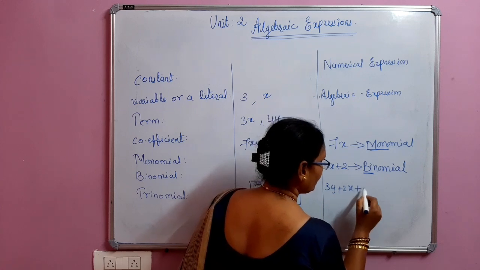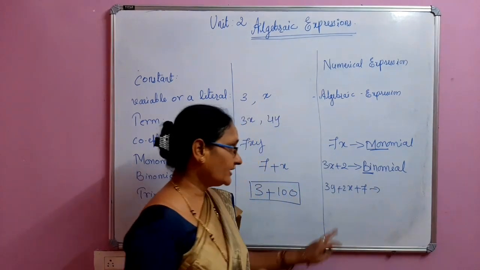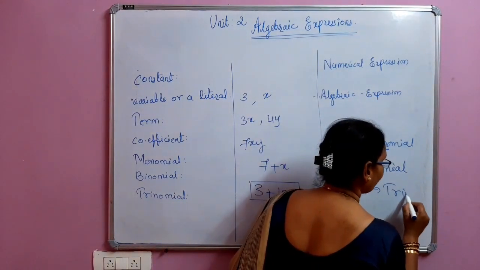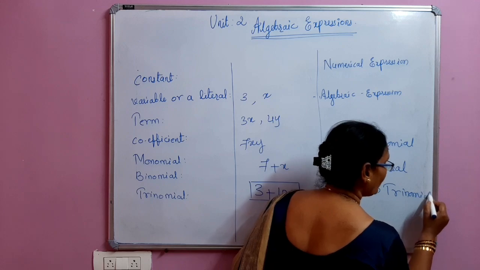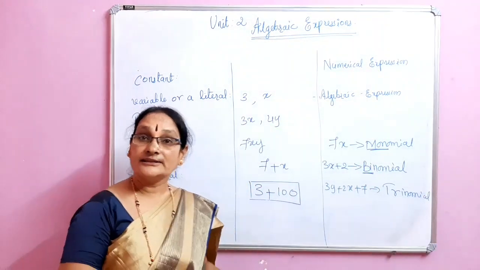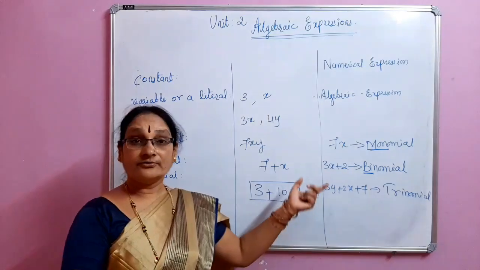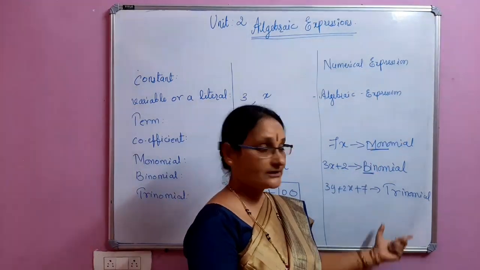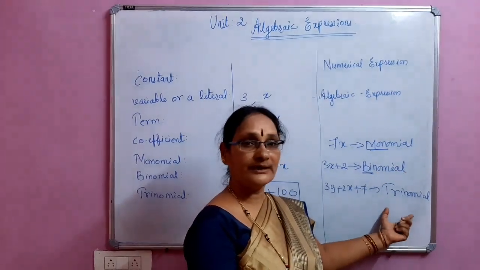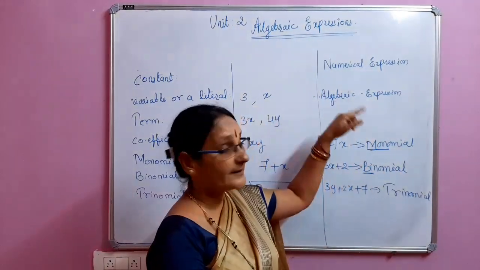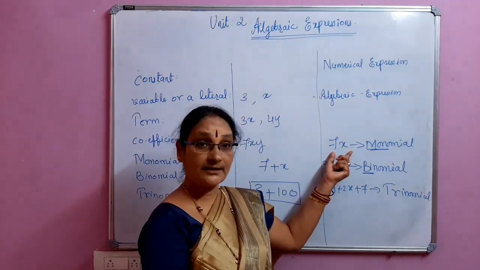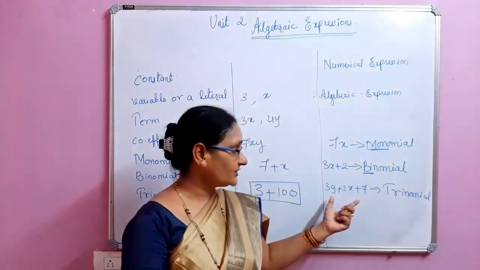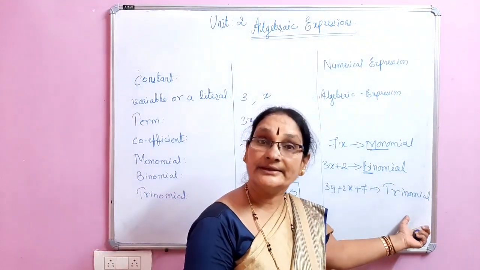In the same way, 3y plus 2x plus 7 has 3 terms: 1, 2, 3. This is called a trinomial. On the basis of the number of terms, the algebraic expression is classified like this: monomial, binomial, trinomial. In an algebraic expression, if there is one term, that is a monomial. If there are two terms, that is a binomial. If there are three terms, that is a trinomial.